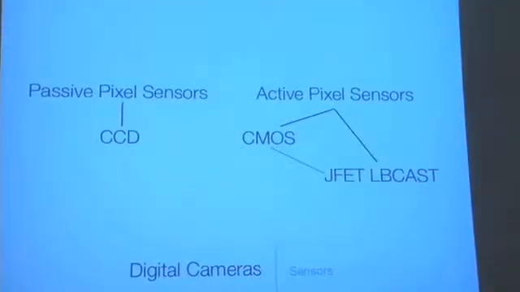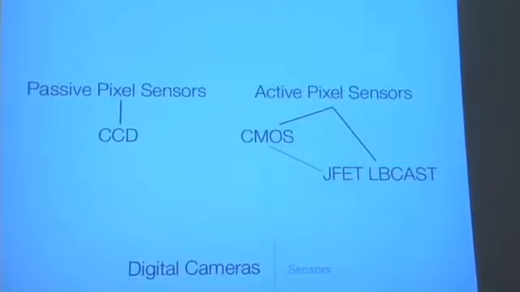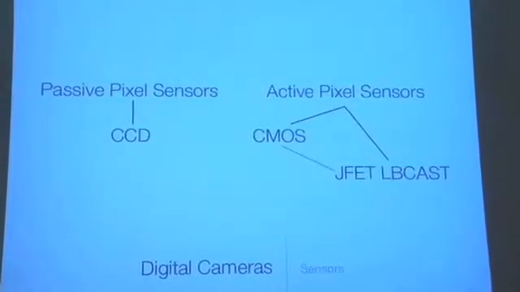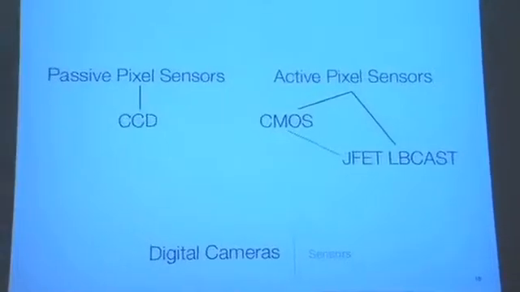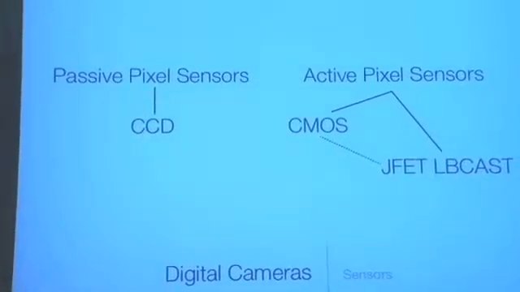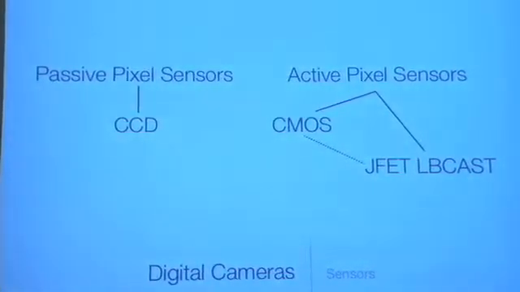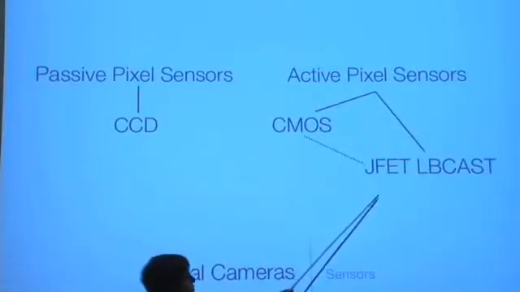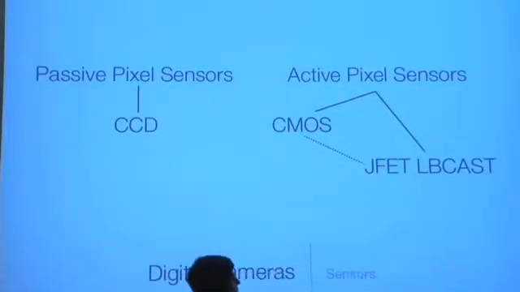Okay, now digital cameras have different types of sensors. There are two major types of sensors. There's one called a passive pixel sensor, and one called an active pixel sensor. Within active pixel, the major one that we have is a CMOS sensor. We also have one that Nikon developed for a little bit, the JFET LBCAST. I'm not actually sure if they're using it anymore. And then within the passive pixel sensor, we have CCD.